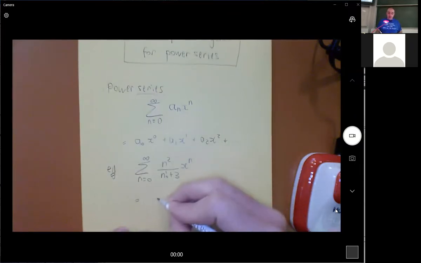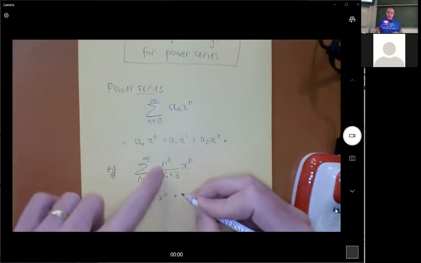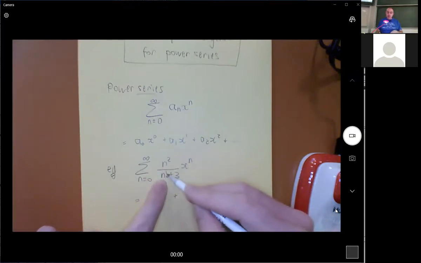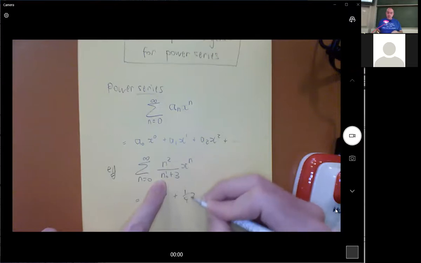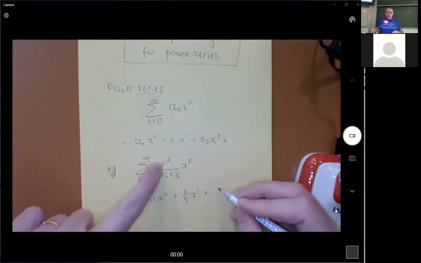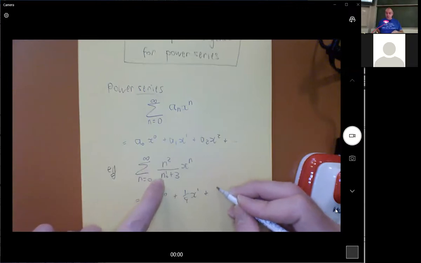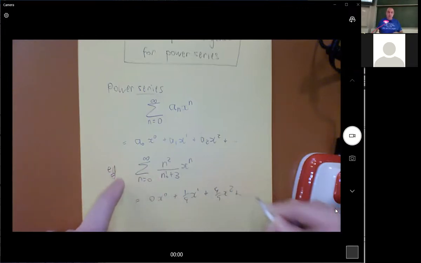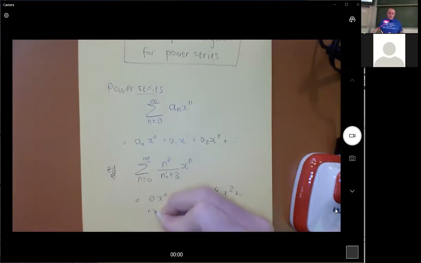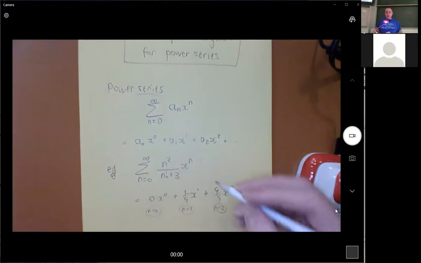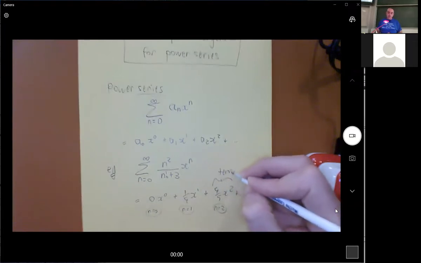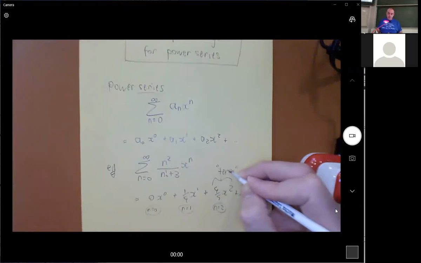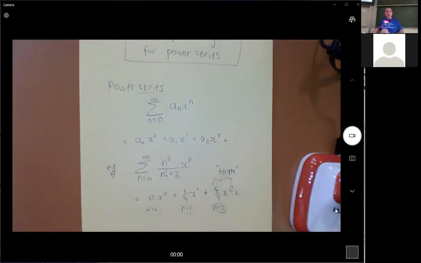So when n is 0, I get 0 x to the 0. And when n is 1, I get 1 squared over 1 factorial plus 3, which is 4 x to the 1. Then I get 2 squared, which is 4 over 2 factorial, which is 4 over 5 x squared, and so on. So for each n, that's when n equals 0, that's when n equals 1, that's when n equals 2. And for each n, you can create a term in the series. So this is a term. That's power series.